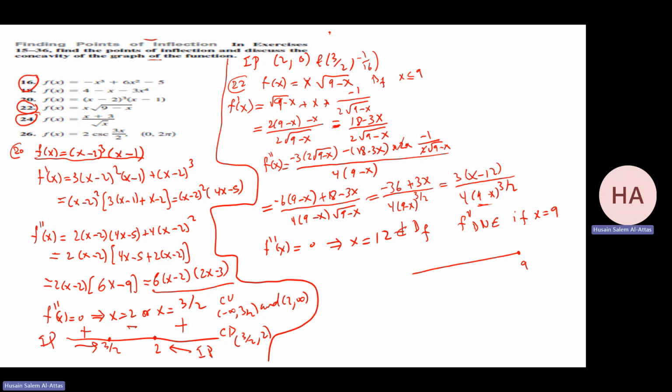Okay. Take a value less than 9, check this. This is positive because 9 minus something less than 9 will be positive. This will be negative, so that will be negative. So it's concave down from minus infinity to 9. And is there a point of inflection? No point of inflection.